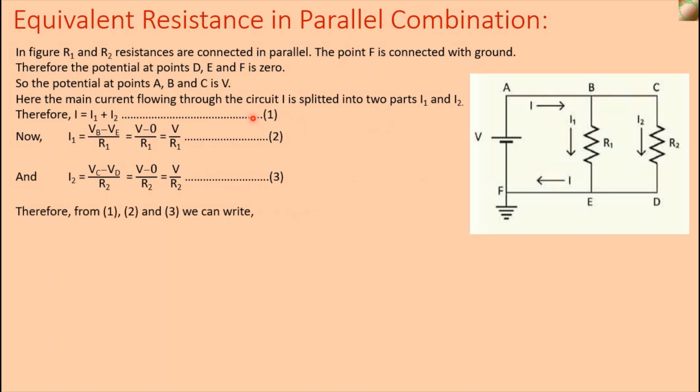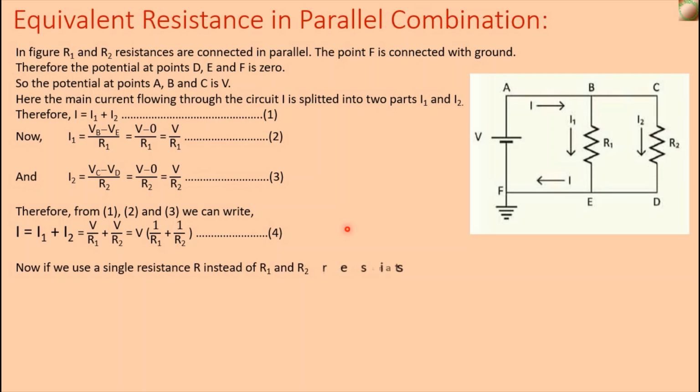Therefore, from equations 1, 2 and 3, in equation 1, I is equal to I1 plus I2. Here the value of I1 is V by R1 and the value of I2 is V by R2. Now putting these values in equation 1, we get I is equal to I1 plus I2, that is V divided by R1 plus V divided by R2. This is equal to V common, 1 by R1 plus 1 by R2.